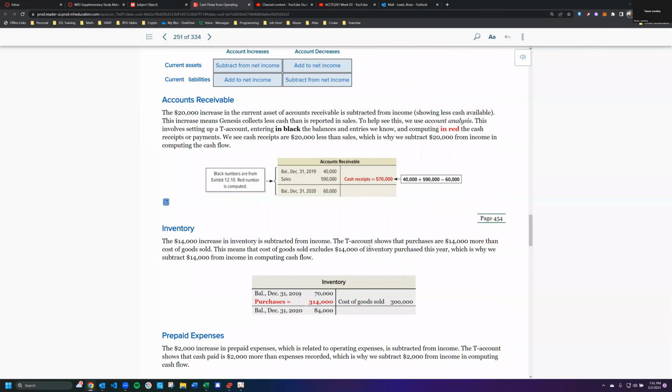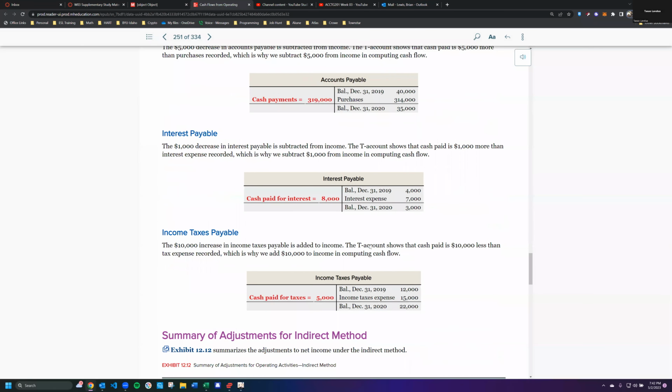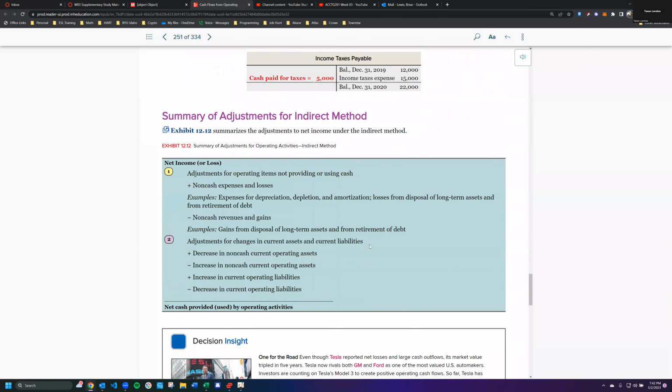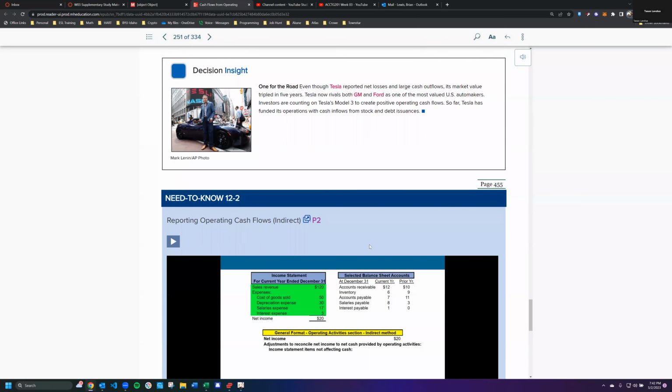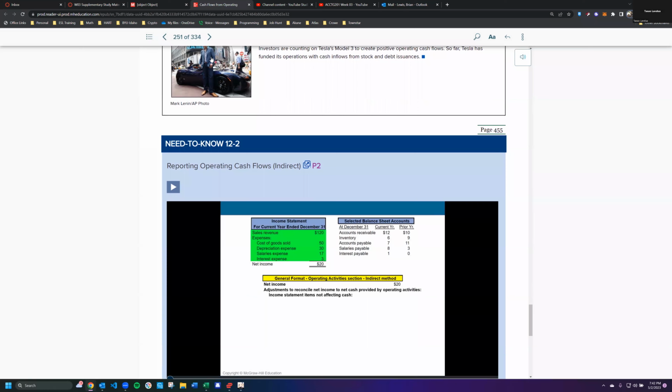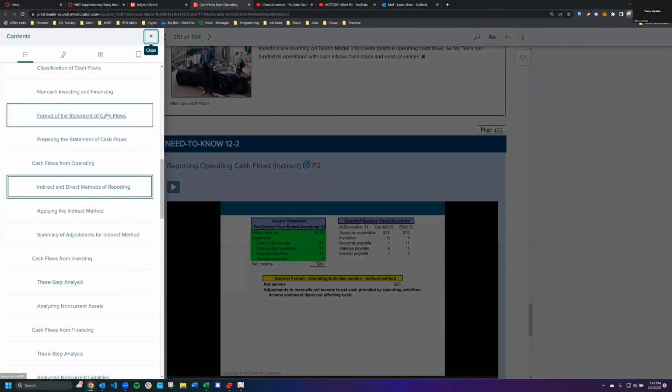It's all right. The statement of cash flows is probably the hardest one to put together. The other ones are pretty straightforward, your financial statements.